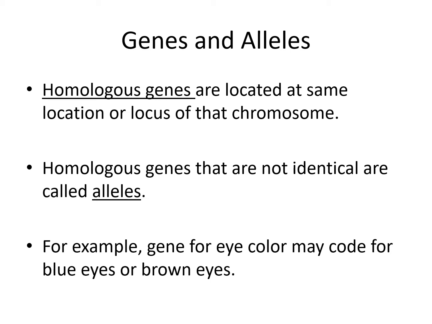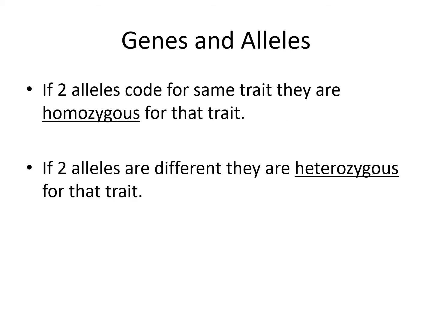For example, a gene for eye color may code for blue eyes or brown eyes. Okay. So whatever eye color gene you have is a genotype. The color of your eyes is the phenotype. Now, if two alleles code for the same trait, they are called homozygous for that trait. In other words, both alleles are the same. Okay. If the two alleles are different, then they are called heterozygous for that trait. So if you have two different genes, it's heterozygous. If it's two same genes or same alleles, it's called homozygous.